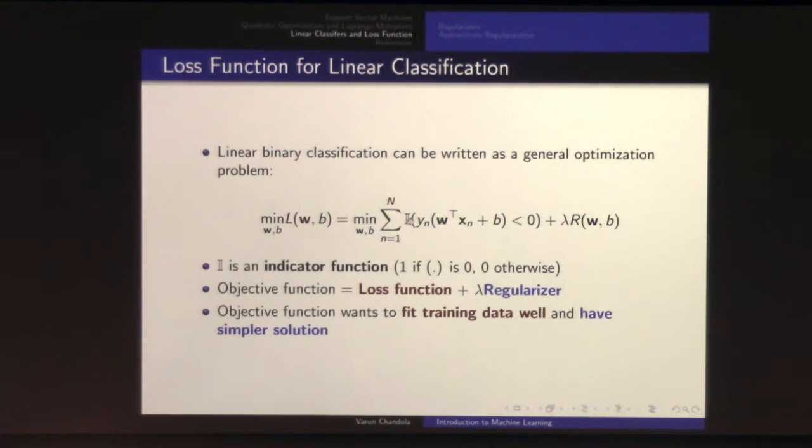So let's look at this error. Here I is an indicator function. An indicator function is 1 if the argument inside is true, and 0 if it is false. So it gives a penalty of 1 if you make an error and a penalty of 0 if you don't. Essentially you want a W and B that minimizes this. Basically you are trying to minimize the number of errors that you make on your training data, plus you want to regularize it as well.